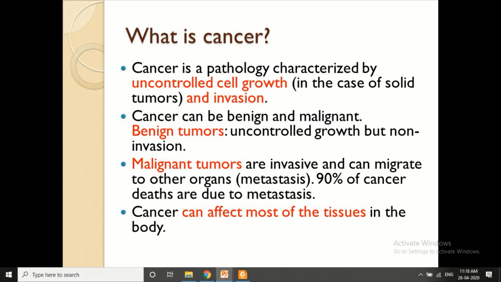Generally, cancer can be benign or malignant. Benign means there is an uncontrolled growth of cells, but there is no invasive property. But malignant tumors are highly invasive, and 90% of cancer deaths are due to metastasis. Cancer can affect most of the tissues in the body.